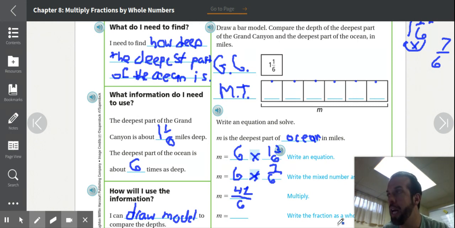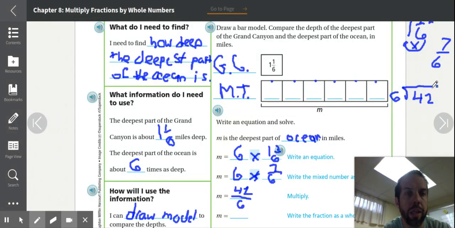It says write the fraction as a whole number. So what I could do is divide 42 by 6. So 6 times what gets me close to 42? Actually, does anybody have a realization right now? I can hit 42 exactly if I multiply 6 times 7. So 6 times 7 is going to be 42. 42 minus 42 would be a 0, which means there's no remainder.